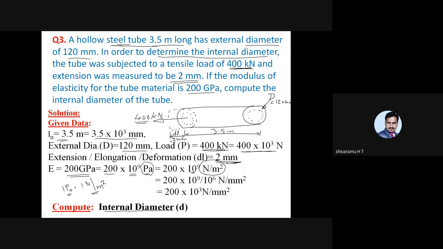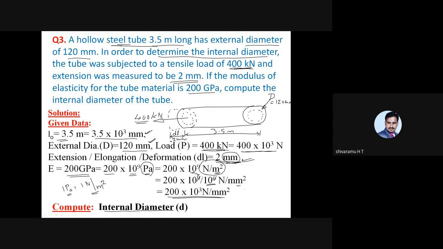Next, 200 into 10 power 9 per square meter, we have to convert in terms of millimeter square, because the deformation is in millimeter, the external diameter is in millimeter, and the length also we are converting to millimeter. So we have to keep all the units the same. If it is meter, all should be in meter. If it is millimeter, all the data should be in millimeter only. So 200 into, from meter to millimeter, you can divide by 10 power 6. So this 6 will get cancelled, remaining with 10 power 3. So 200 into 10 power 3 Newton per millimeter square.